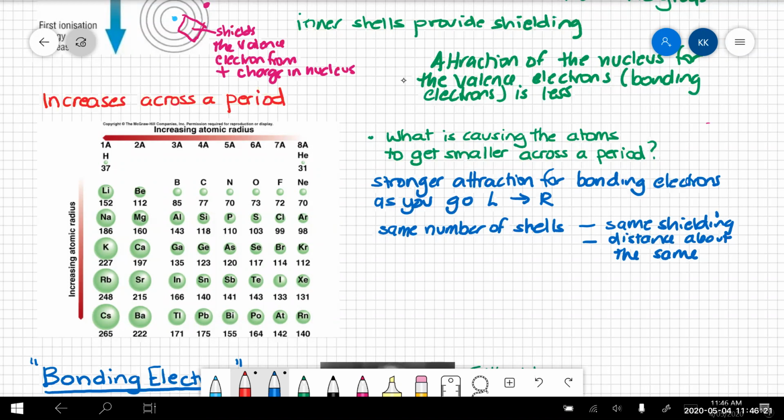So what's causing the increased electronegativity? Well, every time you go across by one element, you get an extra proton and an extra electron. So the charges are higher.